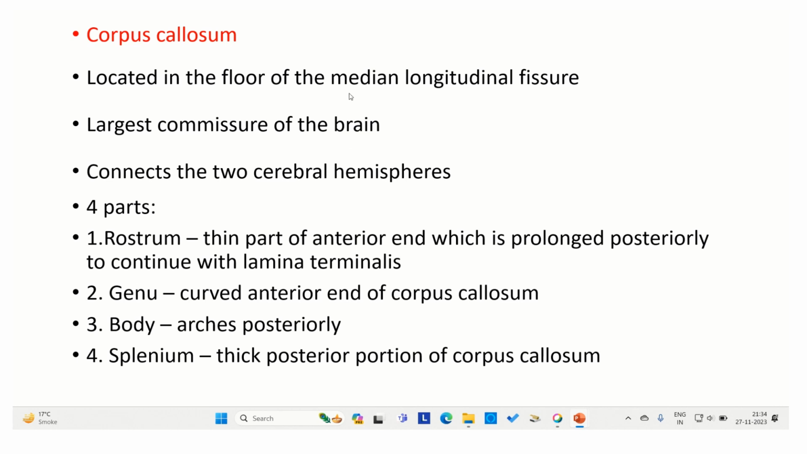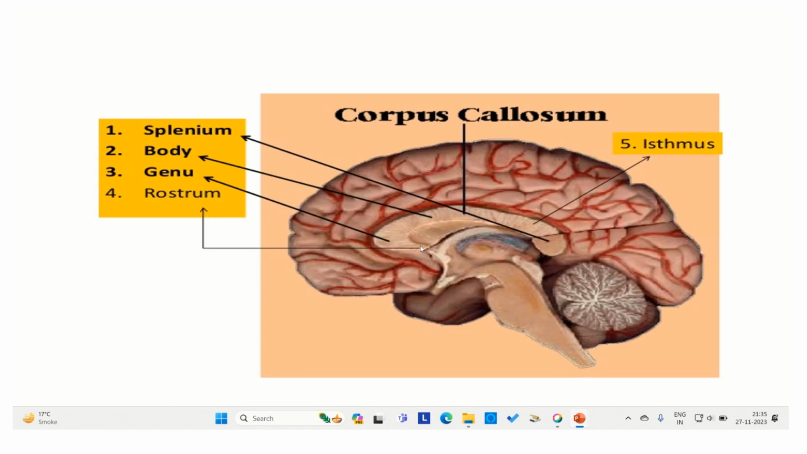It is located in the floor of the median longitudinal fissure, which also contains the anterior cerebral artery, falx cerebri, and inferior sagittal sinus. It is the largest commissure of the brain and connects the two cerebral hemispheres. It has four parts. Rostrum is the thin part of the anterior end, which is prolonged posteriorly to continue with the lamina terminalis. You can see here this is the rostrum, continuing with the lamina terminalis.